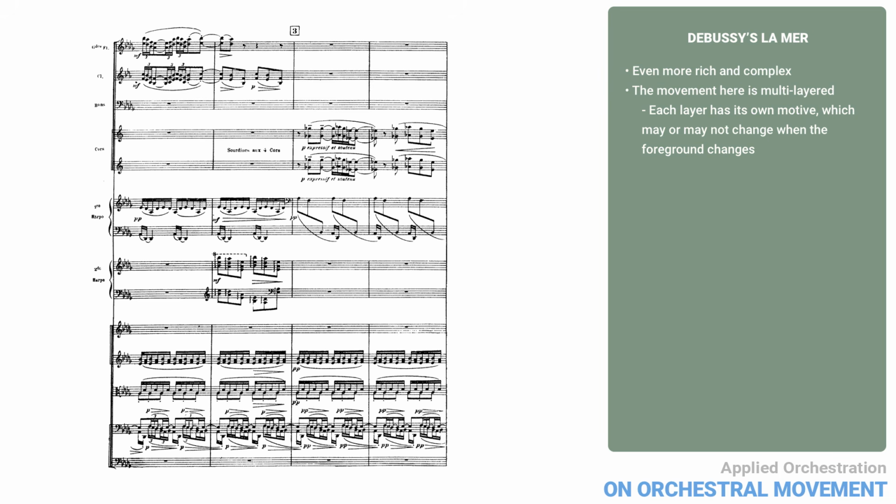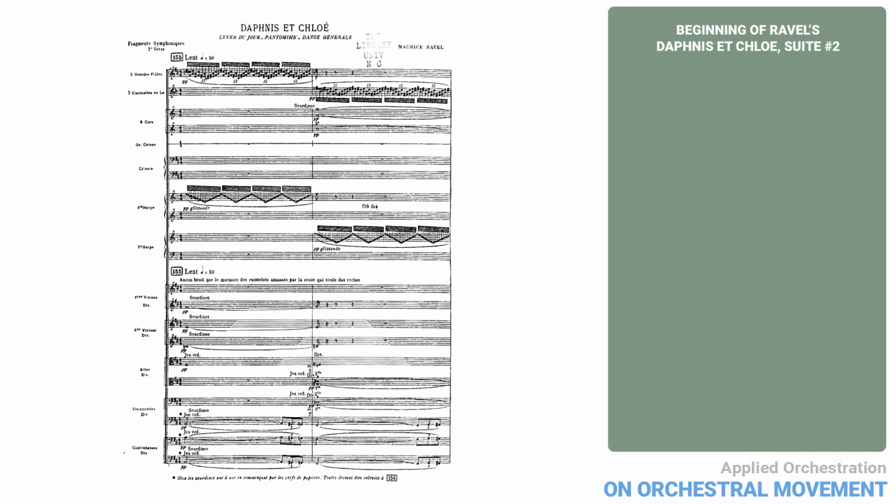There are other examples in La Mer of such multi-layered texture. The students could learn a lot by going through the score and analyzing the textures in this way. Finally, one of the greatest examples of orchestral music ever composed, the beginning of Ravel's Daphnis and Chloe, Suite No. 2.